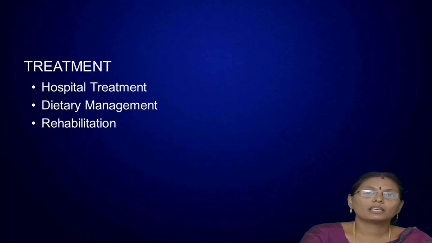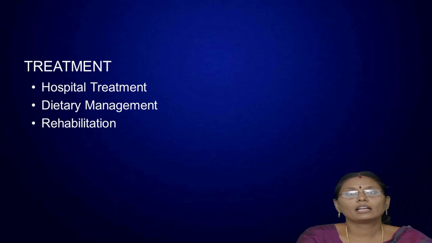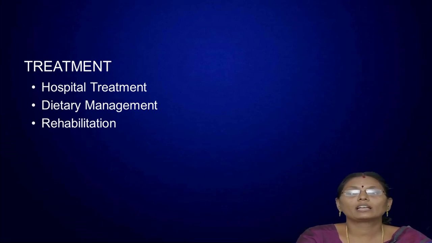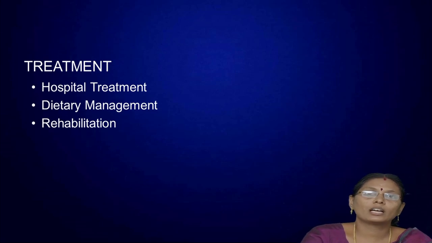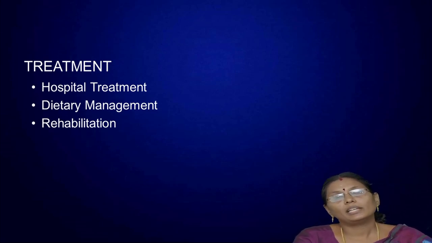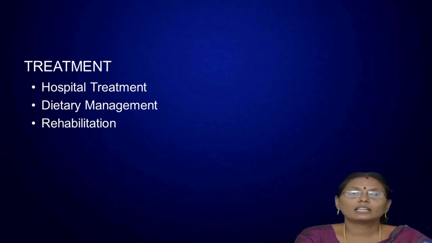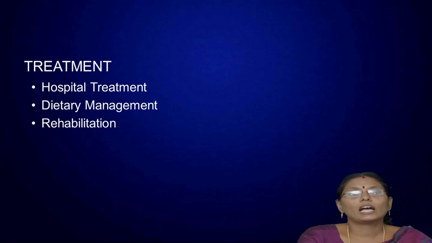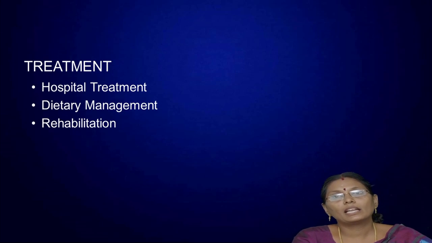And then treatment: hospital treatment, dietary management and rehabilitation. In hospital treatment, the following conditions should be corrected. Hypothermia, that means decreased body temperature. Hypoglycemia, that means decreased level of blood glucose. And then electrolyte imbalance, and vitamin and mineral deficiency diseases.